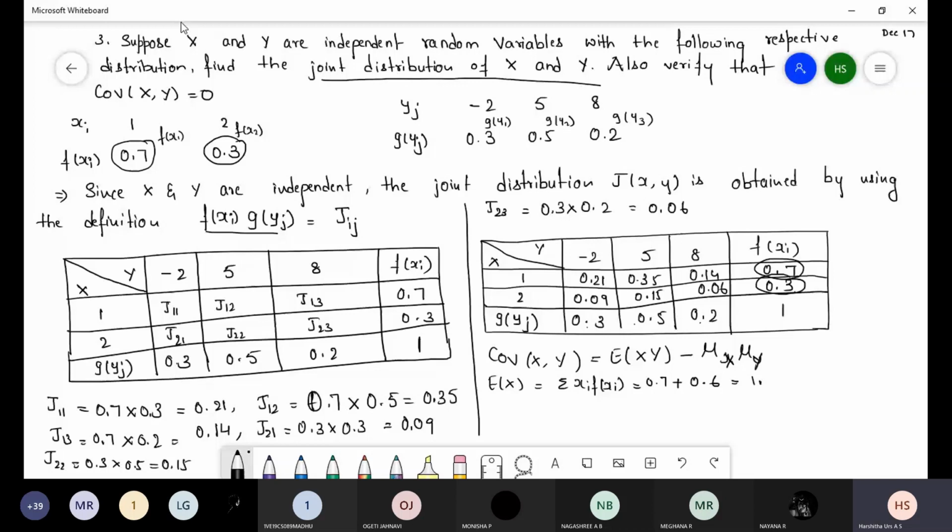Next, E of y, sum of yj into g of yj: minus 2 into 0.3 is minus 0.6, plus 5 into 0.5 is 2.5, plus 1.6, so 3.5.